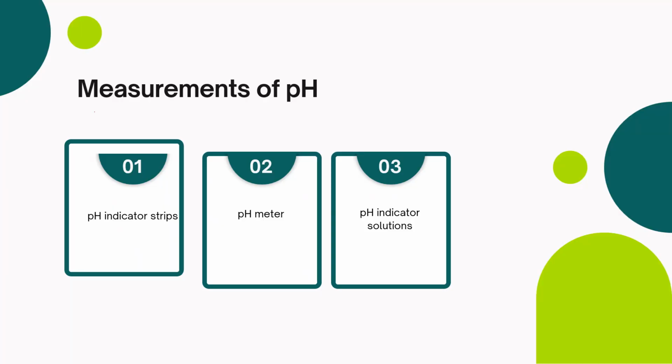Then comes the measurement of pH part. What are the measurements of pH? So pH measurement is basically done by three types of methods, that is using pH indicator strips, then using a pH meter, then using pH indicator solutions. So this is simply the three types of methods that are used in pH measurement. Later on we will discuss the methods in detail, but now we will discuss only the procedure part, how they are being measured in three different ways. Okay, so let us discuss.